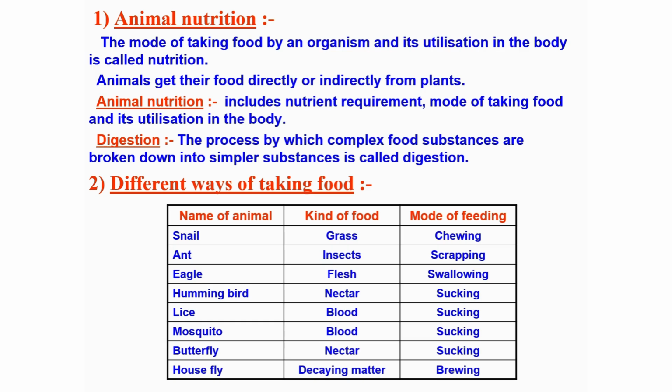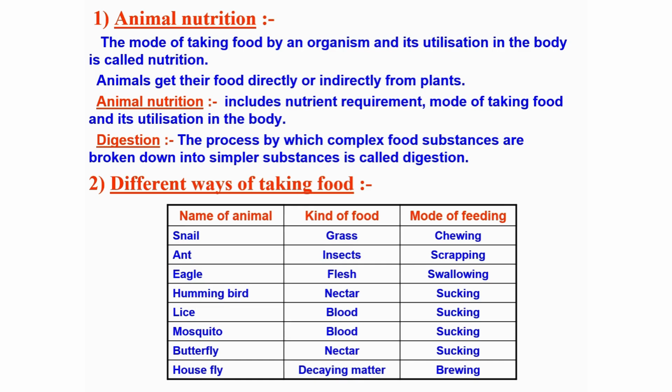Digestion: the process by which complex food substances are broken down into simpler substances is called digestion. Different ways of taking food: name of the animal, kind of food, mode of feeding.